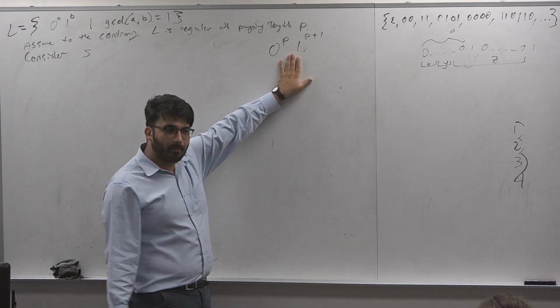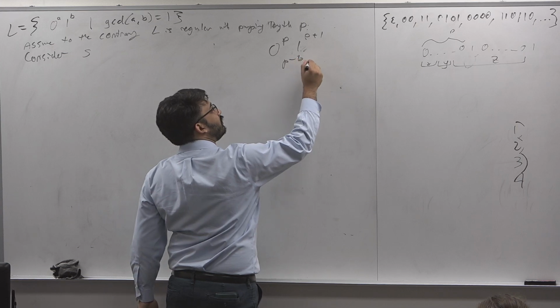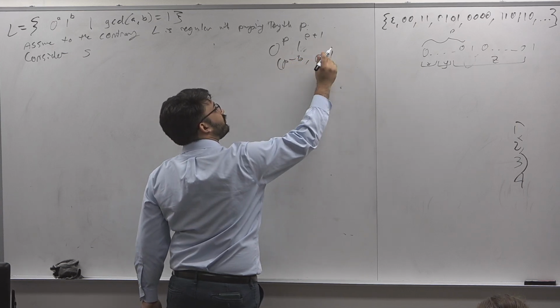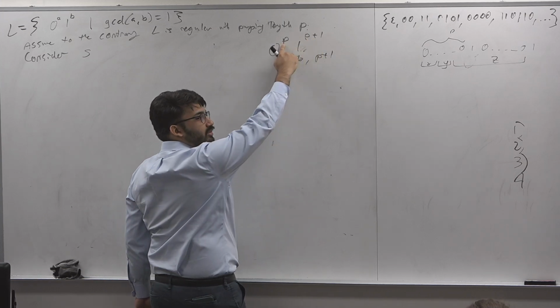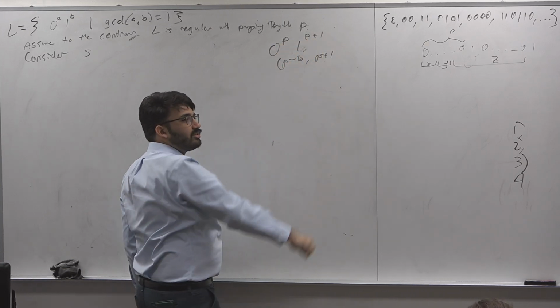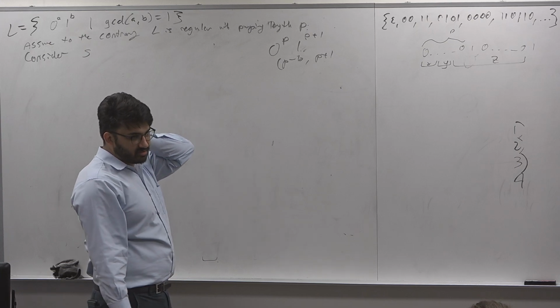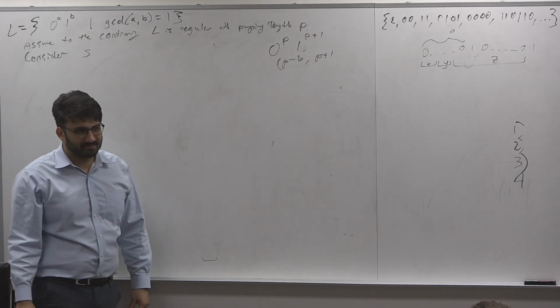Now, if we pumped up or down, let's say we pumped down, we would have P minus B and P plus 1. We need to ensure that these are definitely relatively prime. Fine. But how do we know these are not relatively prime? We need to ensure that one divides the other or something like this. Complicated.